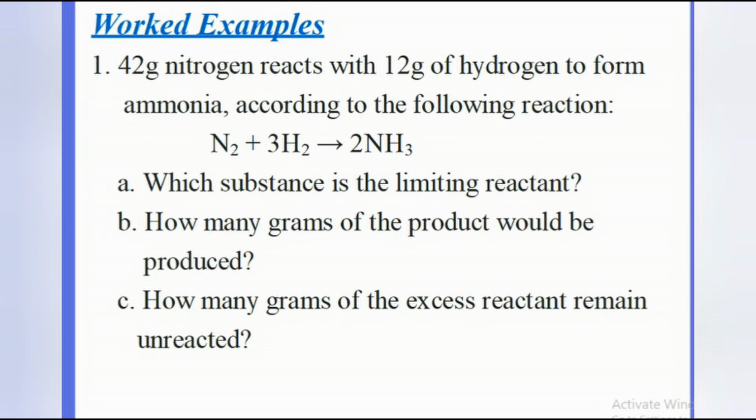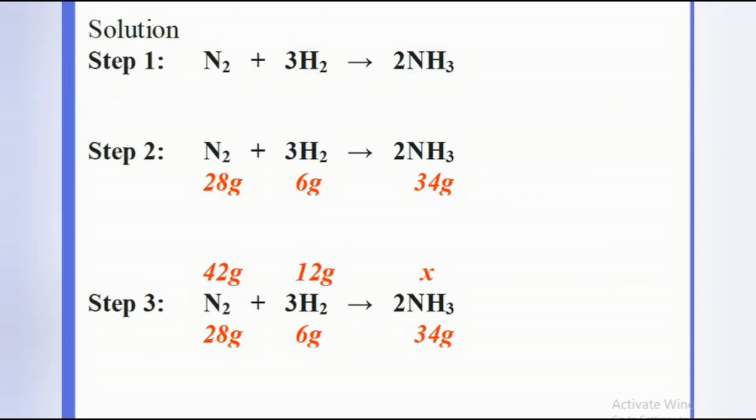As you remember, again, from the previous lesson, to solve all stoichiometric problems, we have to follow the following steps. So we do for this limiting reactant problem. In the first step, we write the balanced chemical equation. For this problem, the balanced chemical equation is 1 molecule of nitrogen reacts with 3 molecules of hydrogen to form 2 molecules of ammonia.